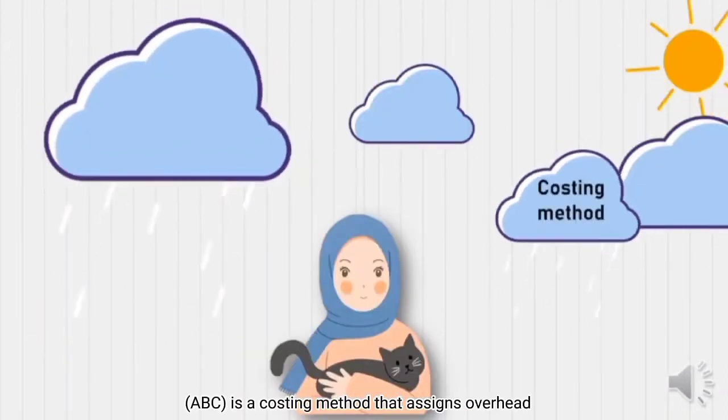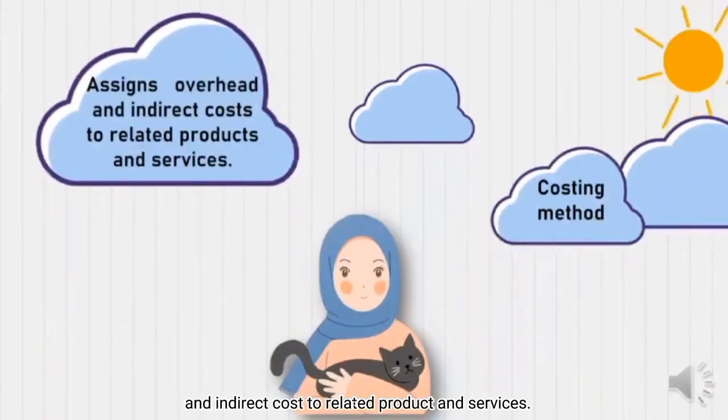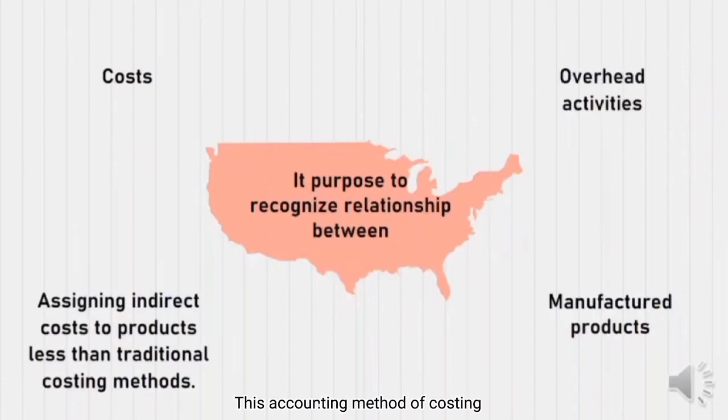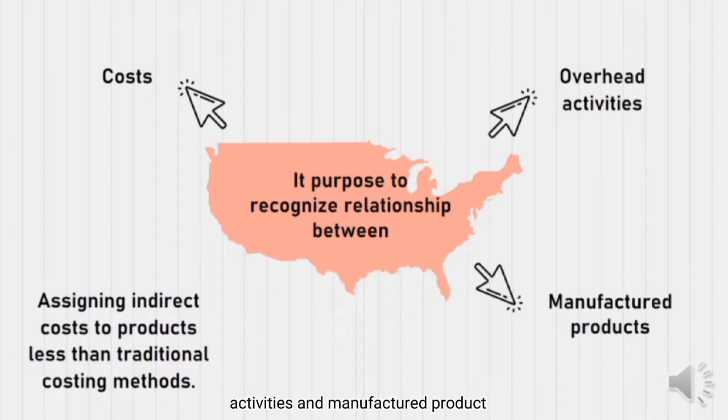Activity-based costing, ABC, is a costing method that assigns overhead and indirect costs to related products and services. This accounting method recognizes the relationship between cost overhead activities and manufactured products, and assigns indirect costs to produce less than the traditional costing method.